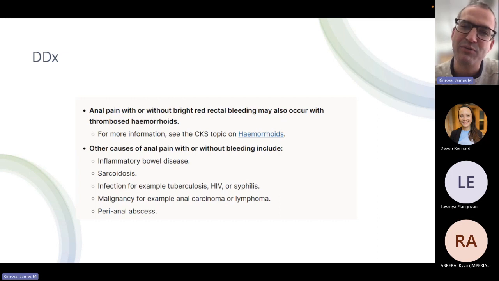Just be aware of other weird and wonderful things when you're examining the bum. So always have in the back of your mind inflammatory bowel disease. Always have in the back of your mind sexually transmitted problems like HIV or even syphilis. And of course, we're always thinking about cancer.